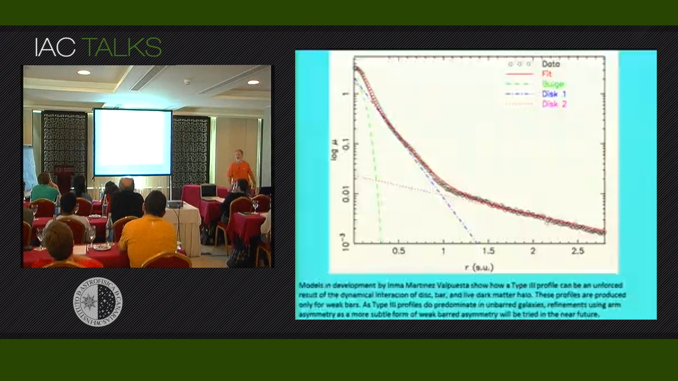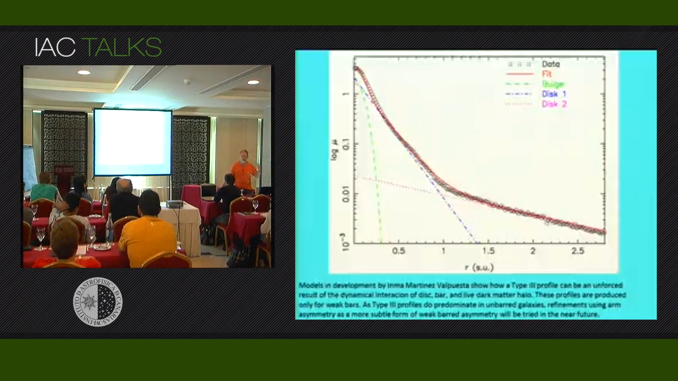There is a model in development by Inma Martinez, who was here, who's actually worked with Isaac Schlossman and with Leanna Athanasoul, and is now working with Ortwin Gerhard, and came from the IAC and has worked with the IAC, where she just takes a dynamical interaction of a disk, a bar, and a live dark matter halo, and if you get the parameters right and have a weak bar, then she can in fact produce an antitruncation.